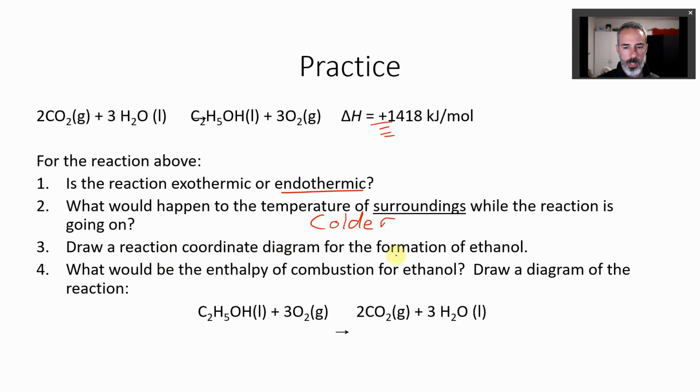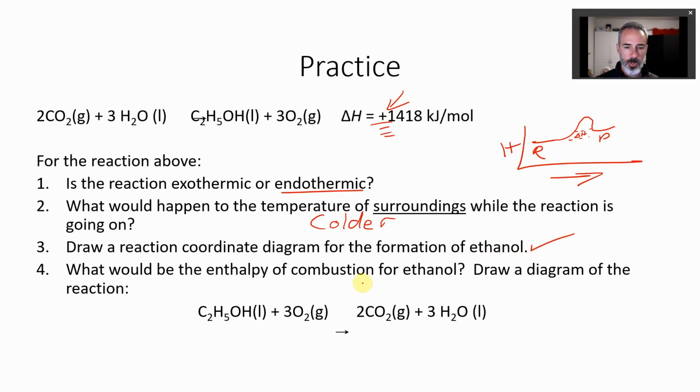Draw a reaction coordinate diagram for the reaction. Well, let's go. I'm going to go enthalpy or potential energy. I'm going to say extent of reaction. Here's my reactants. And should the products be higher or lower in energy? Well, they gained energy, so therefore they've got to be higher in energy. And the delta H would be from there to there. And it would be positive 1418. We did a good job.